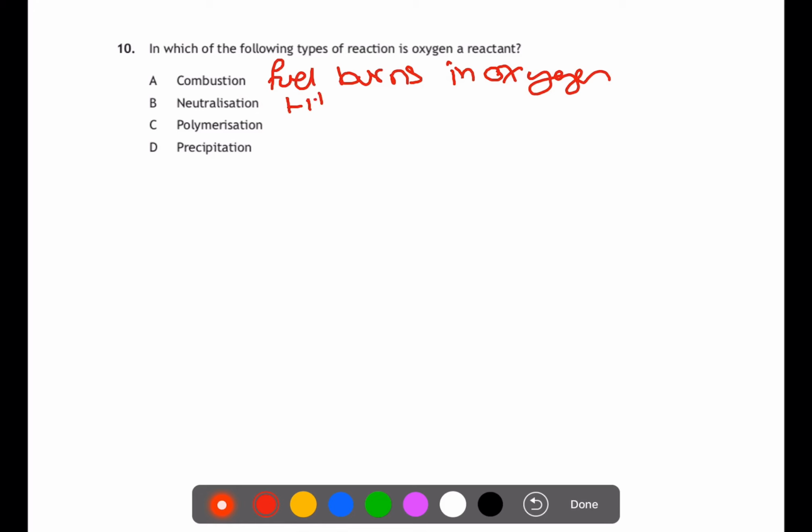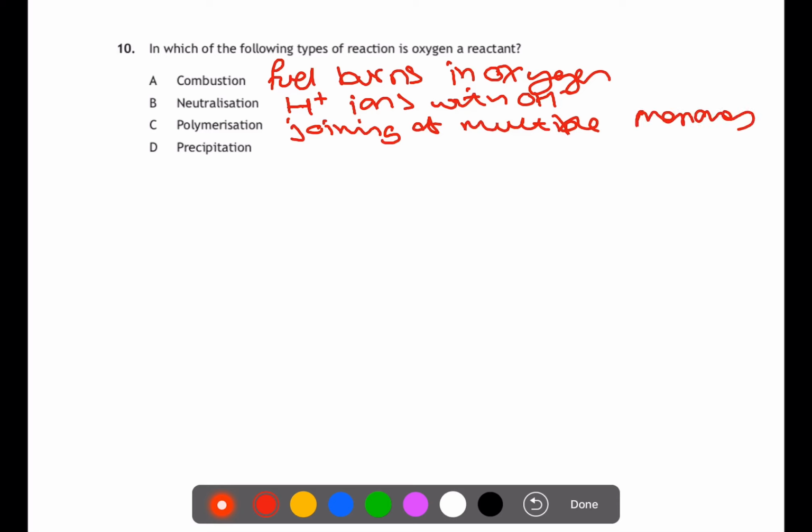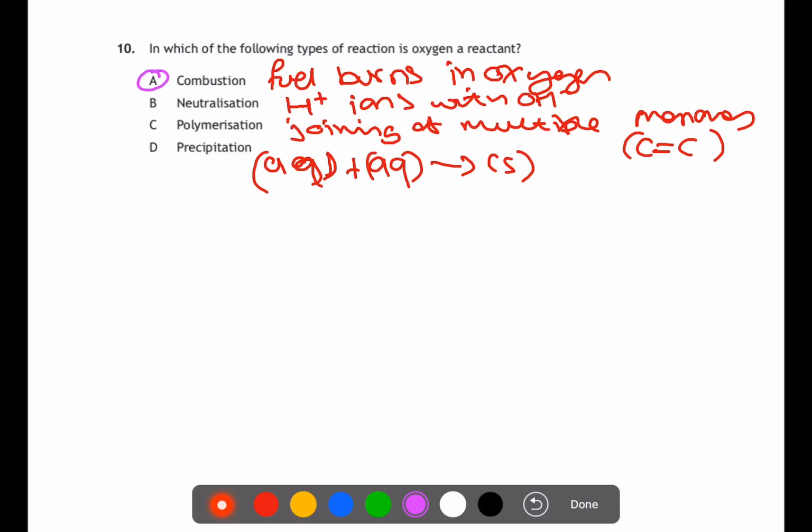Neutralization is where you are neutralizing H+ ions, often with hydroxide ions or a base. Polymerization is the joining of multiple monomers, usually through a carbon-to-carbon double bond, and precipitation is where you take 2 aqueous solutions and you produce a solid. So our answer is A, combustion. You need to be familiar with all the different types of reaction that are possible.